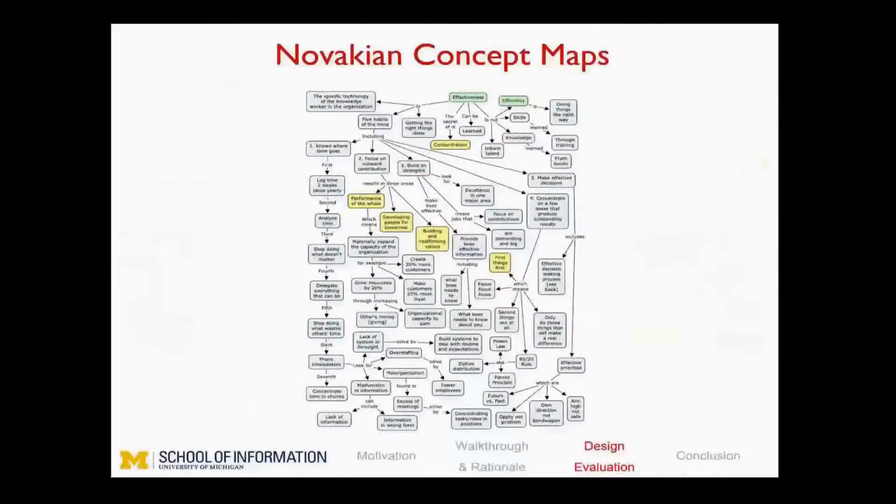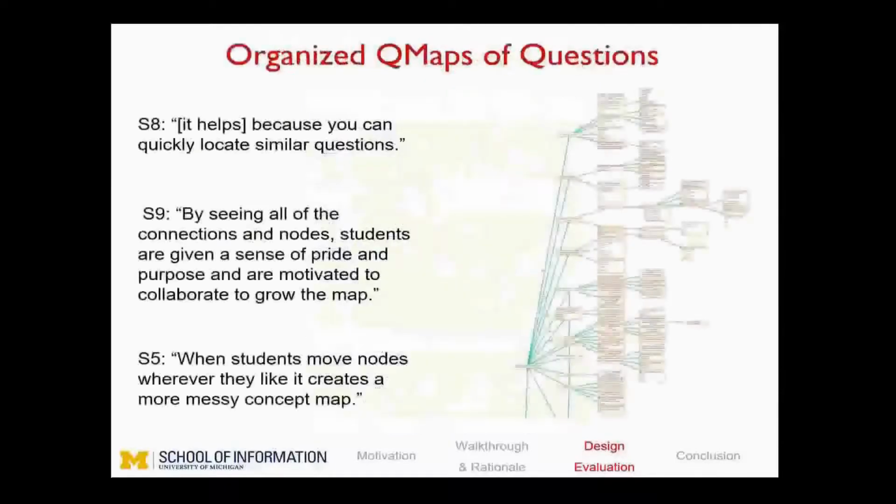Novakian concept maps have a hierarchical structure. However, they do not define any constraint on the alignment of nodes. Early on, we realized that without such a constraint, the map gets too messy to navigate through. As a solution, we asked the students to align nodes in rows and columns.